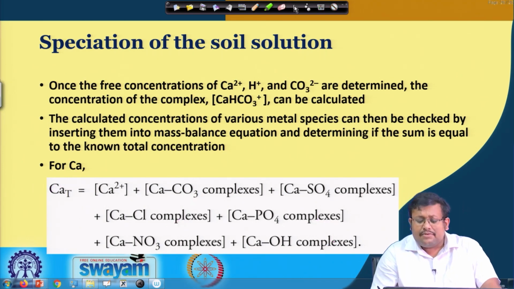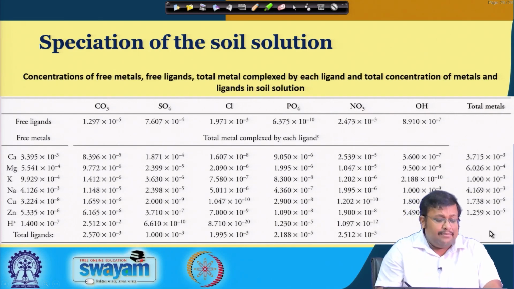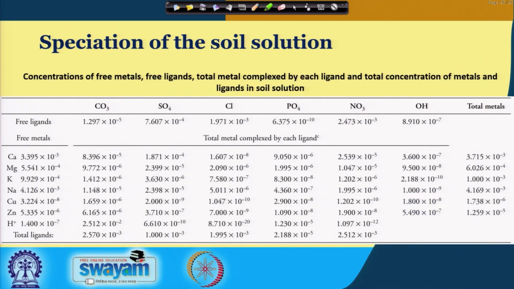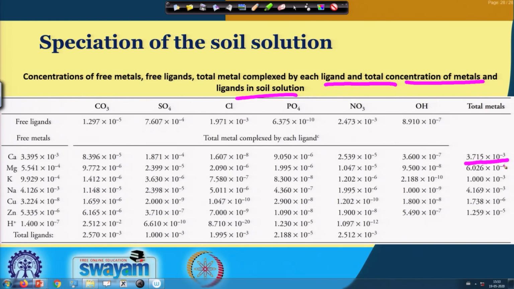So, let us see one example. In this table we can see the concentration of free metals, free ligands, then total metal complex by each ligand, and total concentration of metals and ligands in such a solution. In our case we know that our total concentration of calcium is 3.715 multiplied by 10 to the power minus 3. The total metal complex by each ligand in the case of carbonate is this, then sulphate, chloride, phosphate, nitrate, hydroxide, and free metal is this.